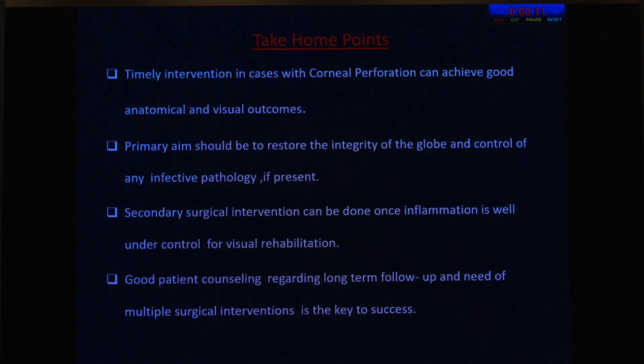So to conclude, yes, there is hope provided timely intervention is done in such cases. Primary aim should always be to restore the integrity of the globe and control any infection if it is present. Secondary surgical intervention can be done once inflammation is well under control. Whatever we do, good patient counseling regarding long-term follow-up and need of multiple surgical interventions is the key to success. Thank you.